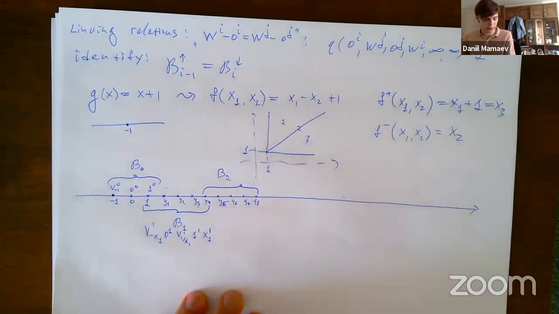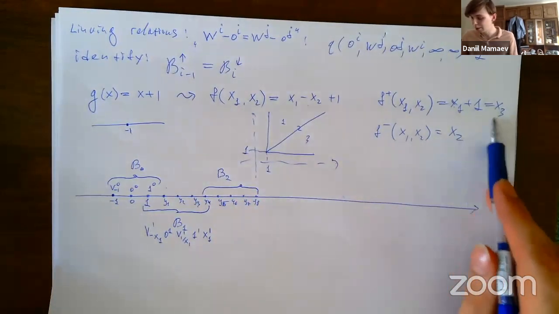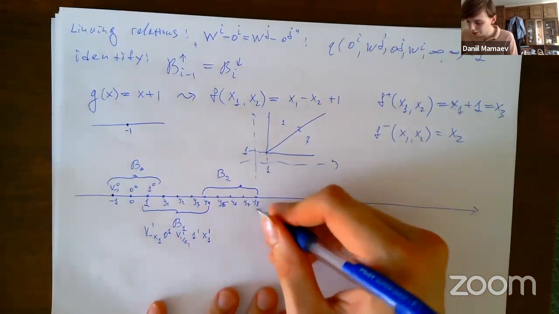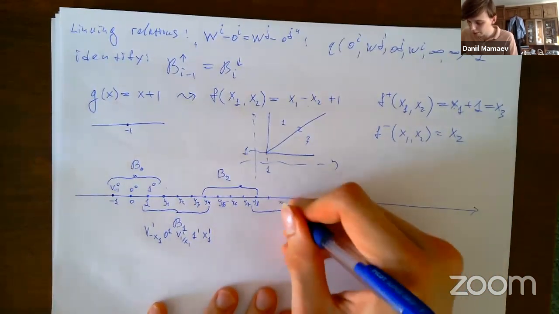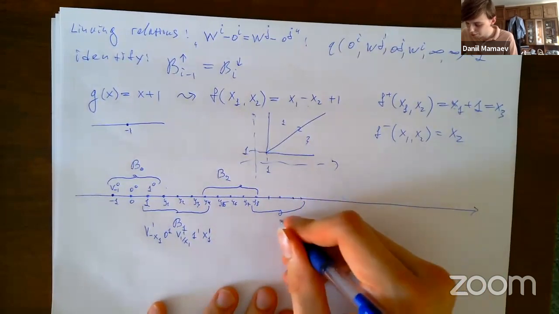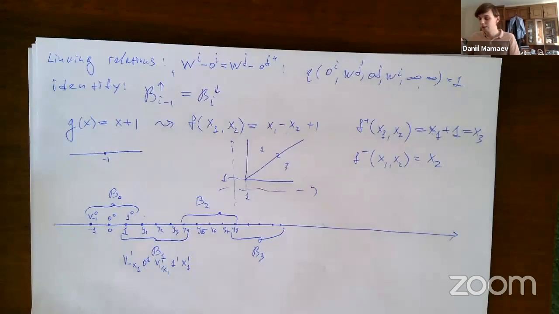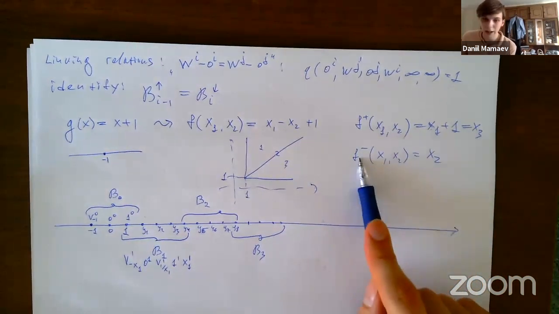Then we take the next cluster. Well, it should determine the variable x3. So again, we add 4 more points, and it's a next cluster. Okay, all variables we needed for computation of our f plus and f minus, we already determined them.